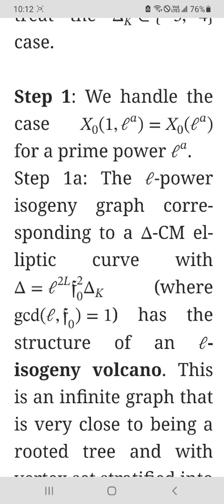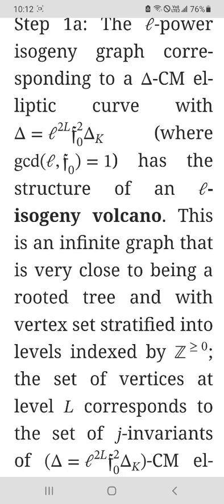Step 1a: the L-power isogeny graph corresponding to a Delta-CM elliptic curve, with Delta equal to L^(2l) times f_0 squared times Delta_K, where GCD of L, f_0 is equal to 1, has the structure of an L-isogeny volcano. This is an infinite graph that is very close to being a rooted tree, with vertex set stratified into levels indexed by Z.